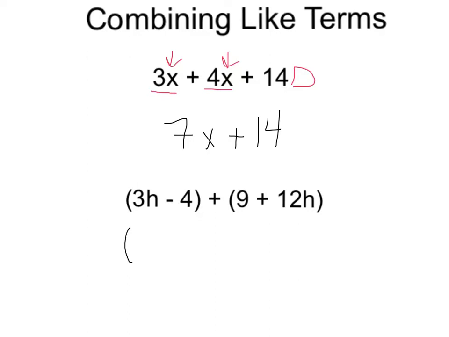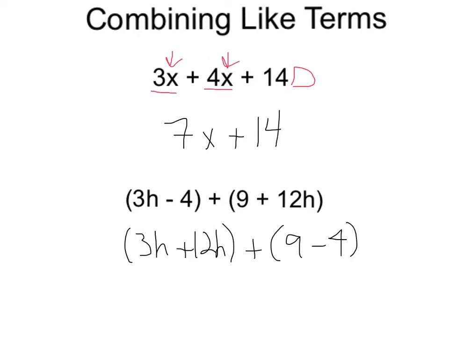So instead of 3h plus 4, we'll have 3h plus 12h together plus 9 plus 4. And now that we have them grouped so that like things are together, we can combine those like terms. So we have 3h plus 12h, which gives us 15h, then 9 plus 4 is 13. So 15h plus 13.